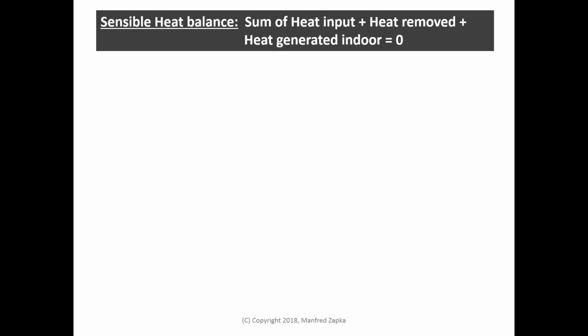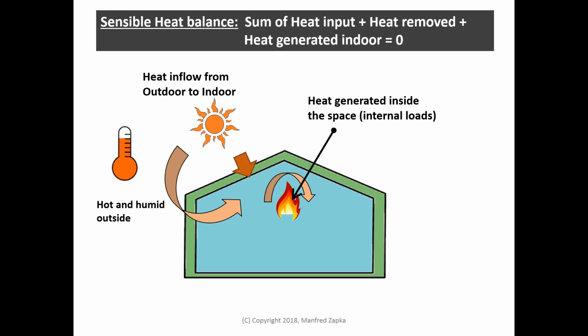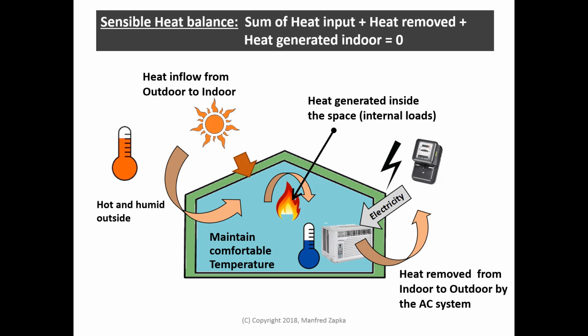In our illustrated case, we have the following heat transfer modes. Heat flowing into the building from the exterior environment. Heat generated inside the building by equipment, lighting, and occupants. We refer to this as internal loads. Heat removed from the inside space and rejected to the outside environment by the air conditioning unit.